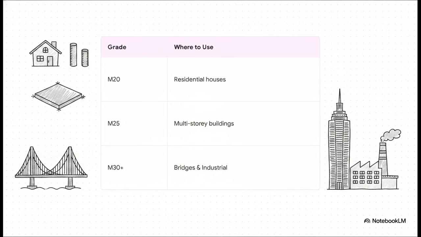First, we've got M20. This is your go-to for standard residential houses. We're talking foundational slabs, basic beams, and columns in a normal single-family home. It's plenty strong for everyday living. But step it up to M25, and now you're building multi-story buildings. You're dealing with much heavier structural members that have to support extra floors and transfer a lot more weight down into the ground. And finally, M30 and above. Guys, this is the heavy-duty stuff. We are talking massive infrastructure, towering high-rises, huge bridges, and complex industrial structures dealing with immense loads. You scale the grade up to match the gravity of the project.